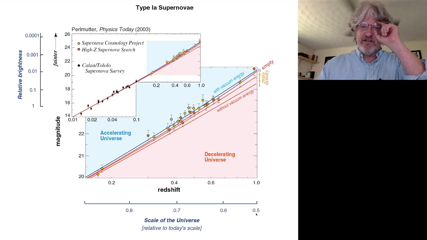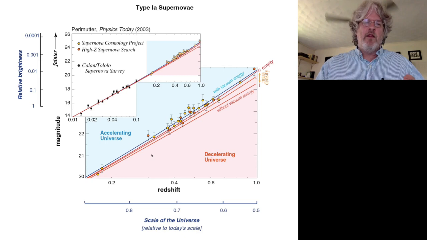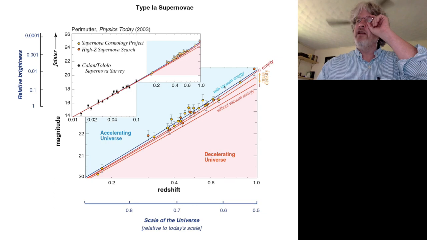And what they've got plotted here, the pink stuff is where we would see the brightnesses of these supernova if the universe was basically slowing down in its expansion. The blue stuff is where we would see these supernova if the universe was accelerating in its expansion. And here they've got different lines. This is with a vacuum energy associated with space. This is without a vacuum energy associated with space. This line here is the critical density. Here is basically a closed universe. Here's an open universe.